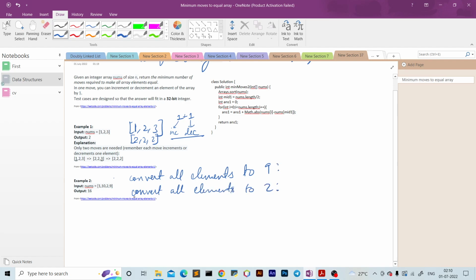In the first case, when we want to convert all elements to 9, for this one we want to increment by 8, for this 10 we want to decrement by 1, and for this 2 we want to increment by 7, which is 16. For the other case, converting to 2, we increment 1 by 1, decrement 10 by 8, and decrement 9 by 7, so it would be 16. So in both the cases we are getting 16.